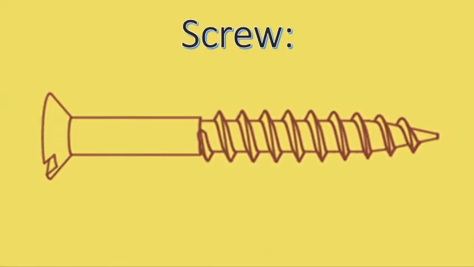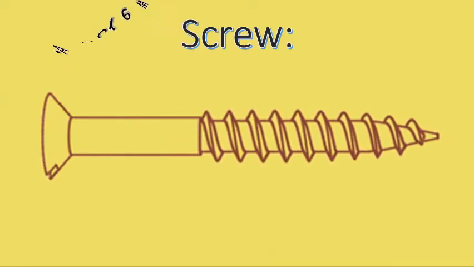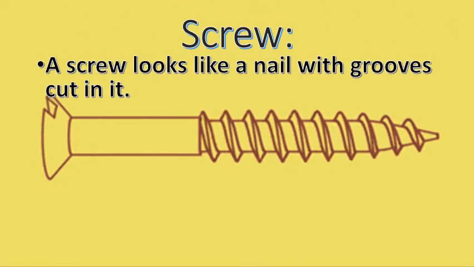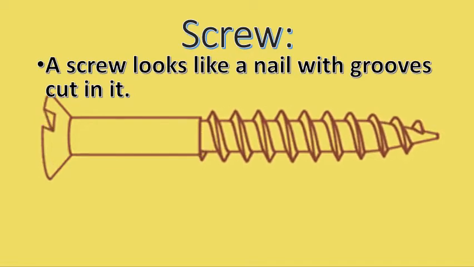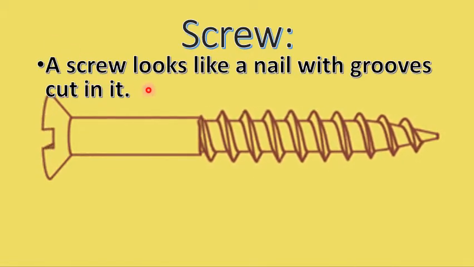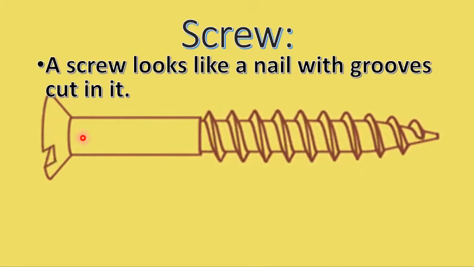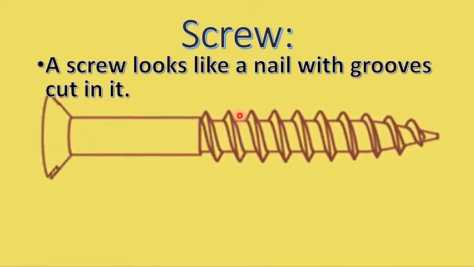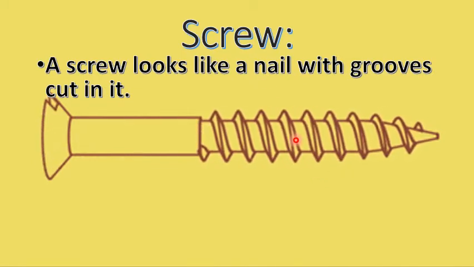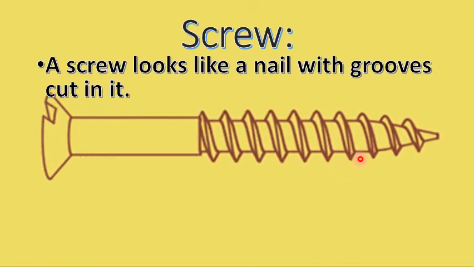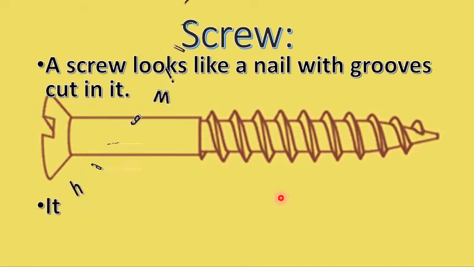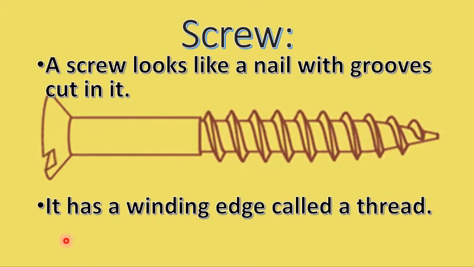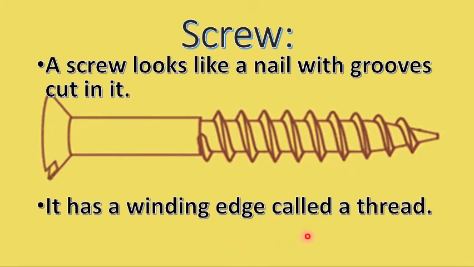Now here comes the next one, that is screw. A screw looks like a nail with grooves cut in it. Now what is it? A screw looks like a nail or a needle with grooves cut in it. These are the grooves, right? So what is a screw? The screw looks like a nail with grooves. The main thing is that it has a winding edge called thread.